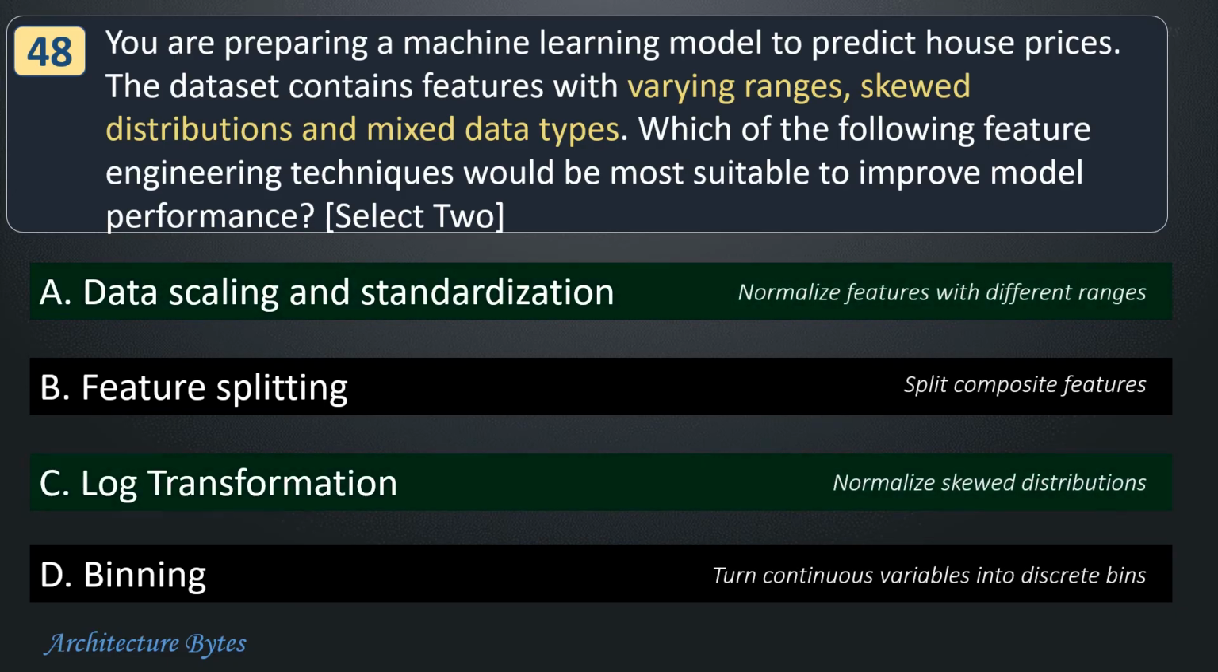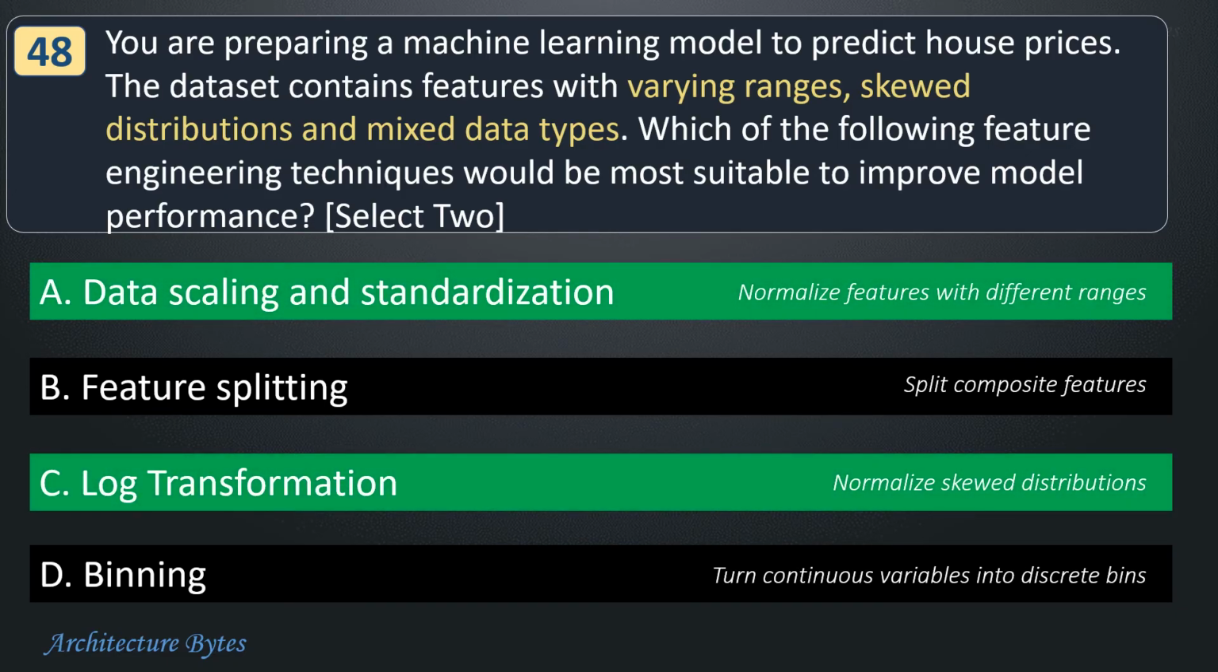Of these, option A, data scaling and standardization, and C, log transformation are the right answers. Data scaling and standardization is useful for normalizing features with different ranges, making it easier for the model to learn effectively. While log transformation helps normalize skewed distributions, making features more symmetric and improving model performance. Let's look at other options.